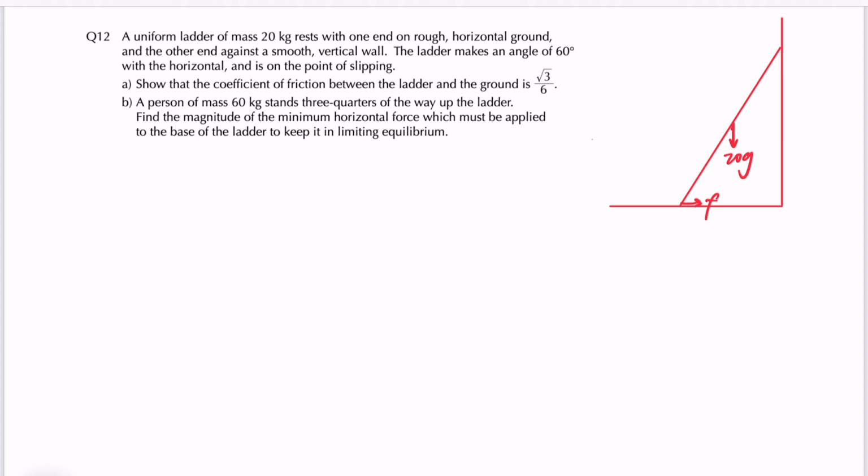And then it says the ladder makes an angle of 60 degrees with the horizontal and is on the point of slipping. If it's on the point of slipping, that is the moment we have friction equal to mu times reaction force, which I'm going to label here. That's R1, and here that's R2, and this is 60 degrees. Okay, I think that's all the forces that we have.